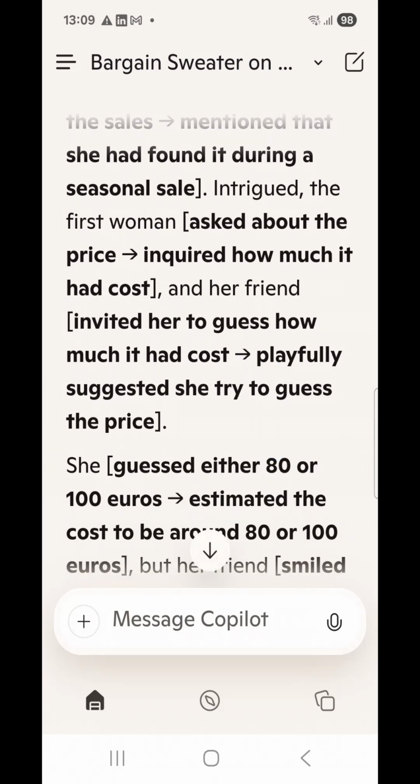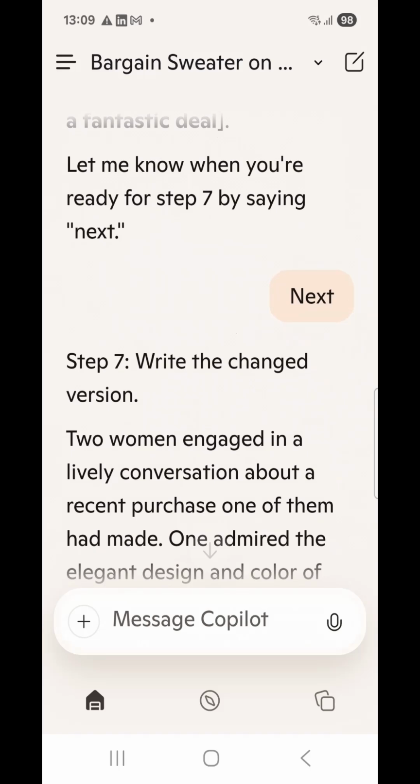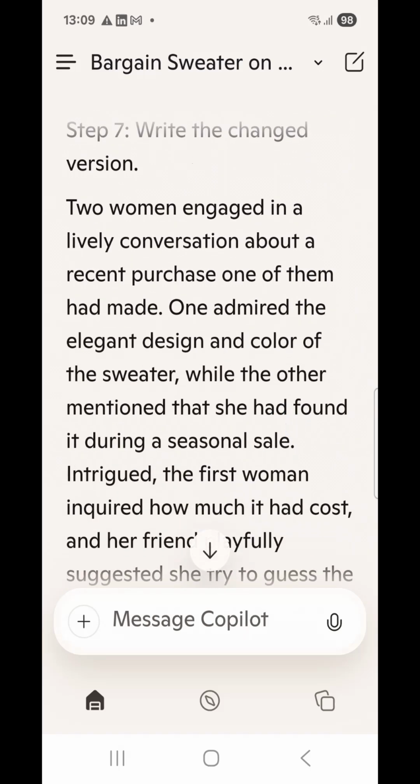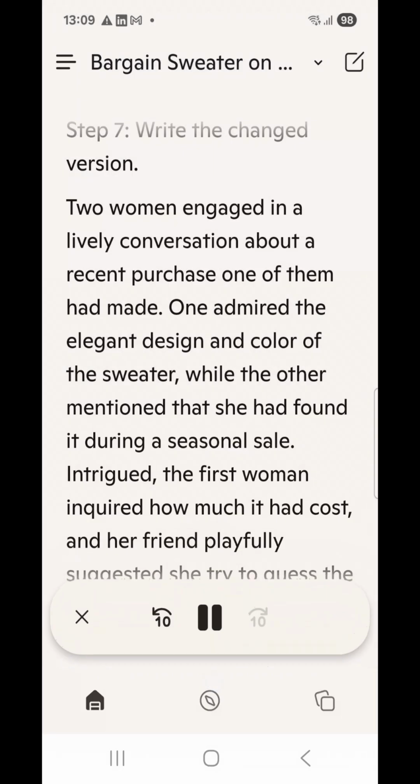Playfully suggested she try to guess the price, for example. And of course, here is the changed version to be listened to. With a buoyant and enthusiastic tone. Step 7. Write the changed version.